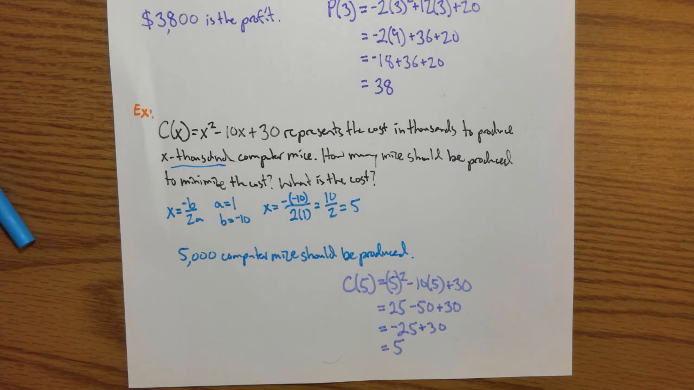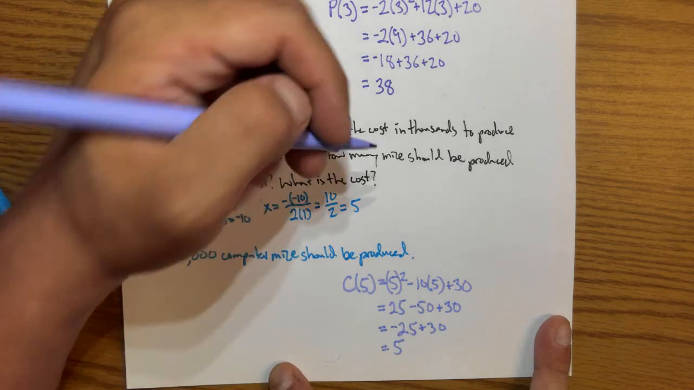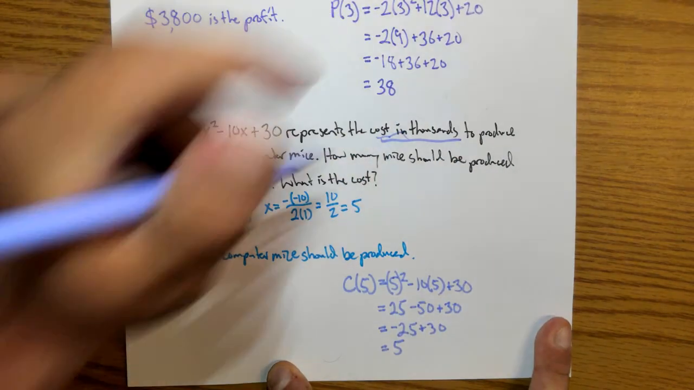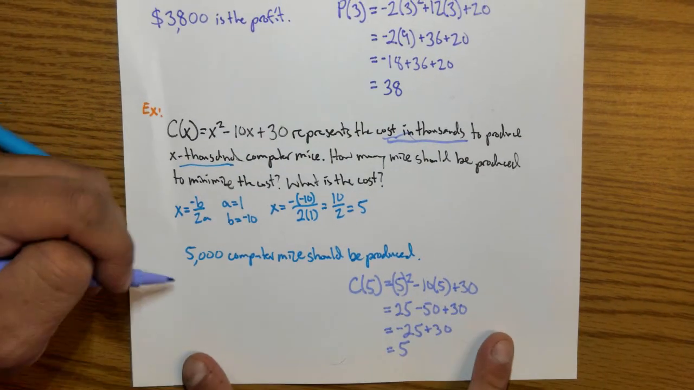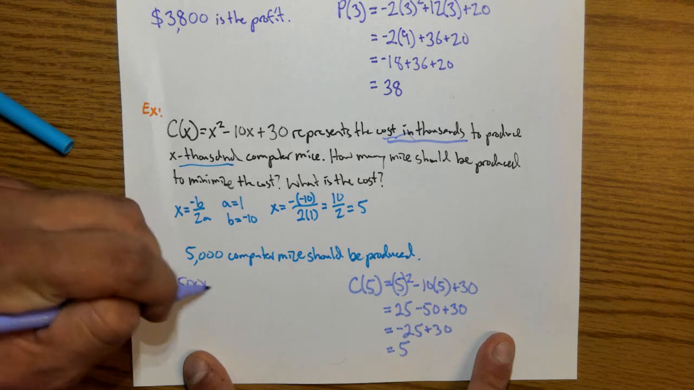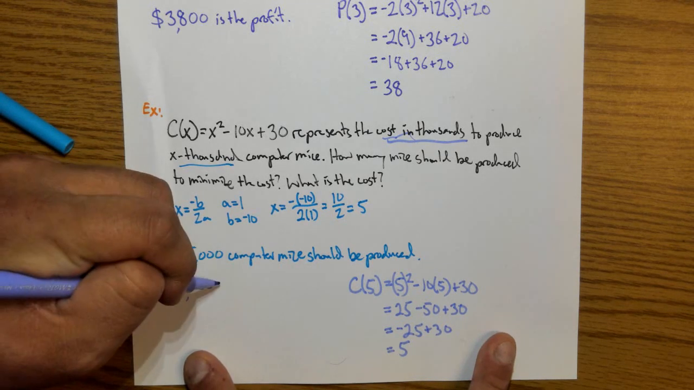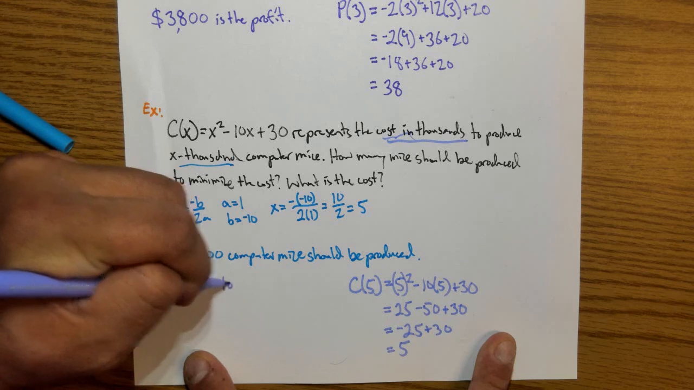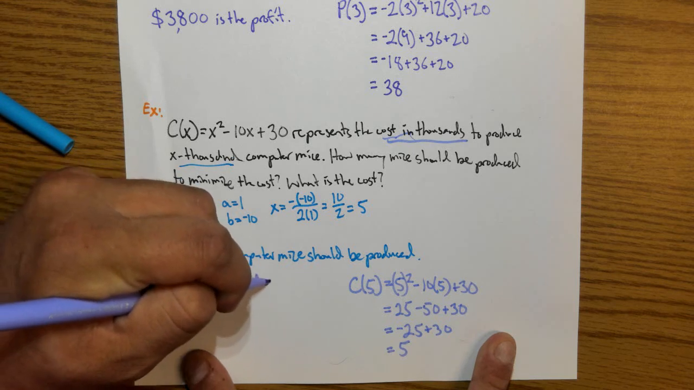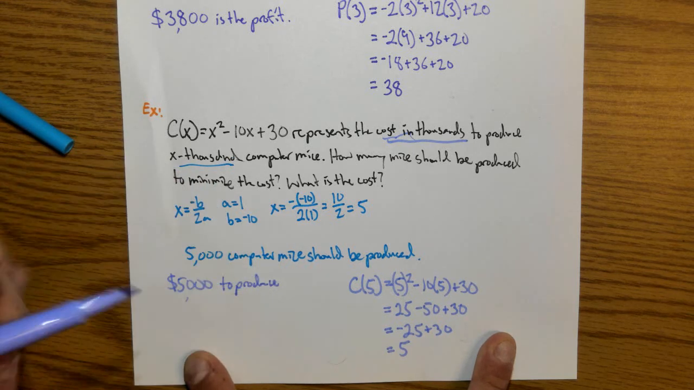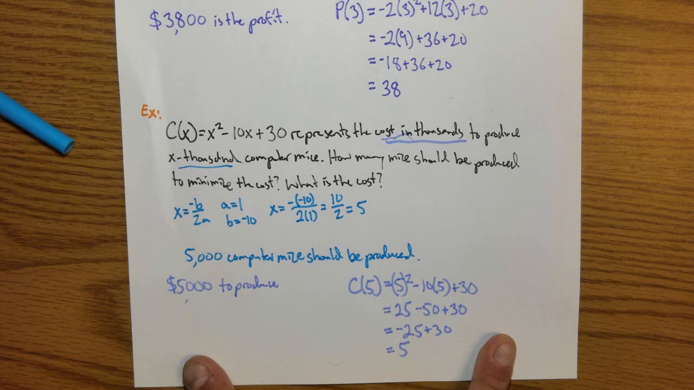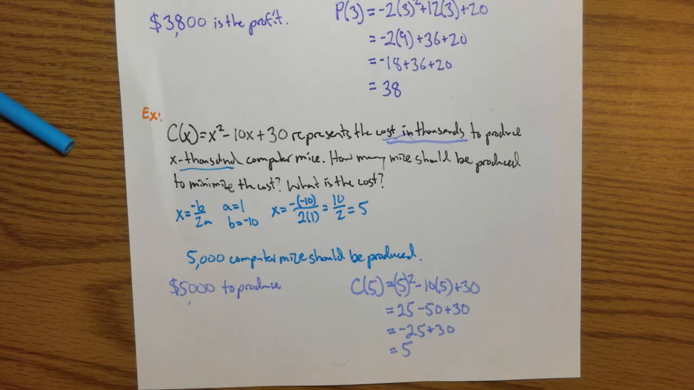Okay. So 5,000 computer mice. The cost is also in thousands, so it's going to cost $5,000 to produce. Yeah, and that's it. So it looks like it's $1 a computer mouse, right? To produce at the cheapest point.